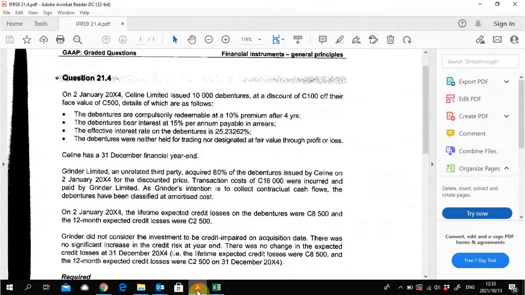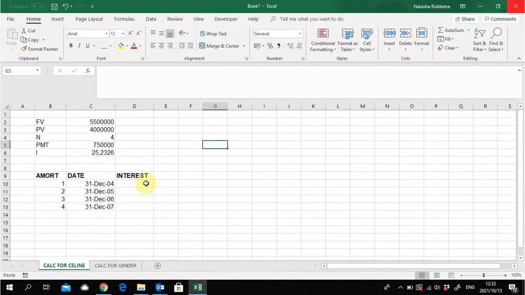Under exam circumstances, I cannot give you 25.23262 blah blah. There will be clear rounding instructions to say you need to use 2 decimal figures. All right. Then continuing on, we now need to go and calculate our interest.